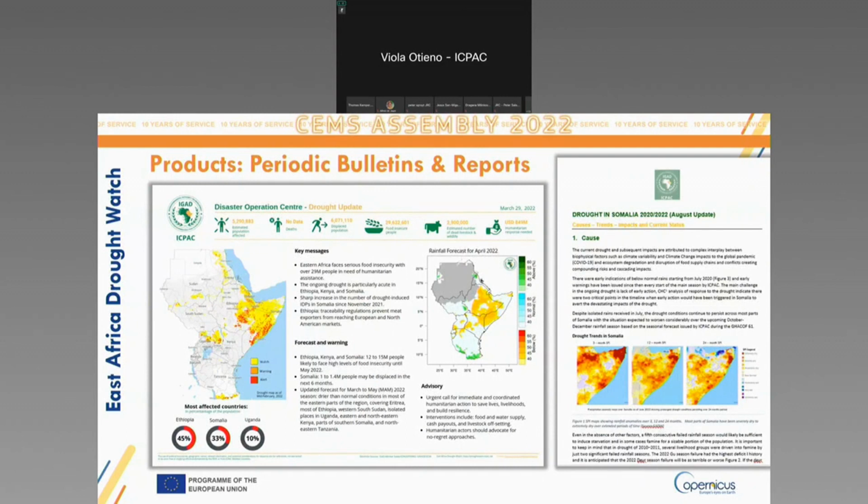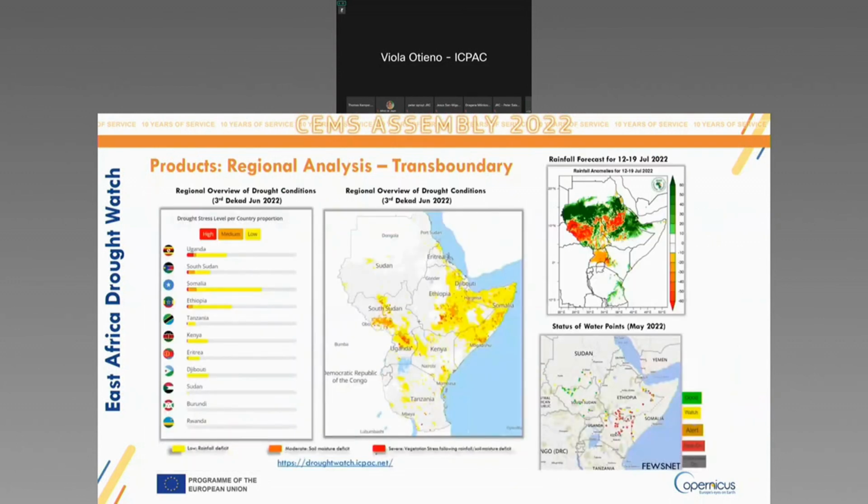So you have the drought conditions. We also provide information on the forecast, and then we also try to give some key messages and forecast and advisory as well. We also do national level analysis. So we've done quite a couple for Somalia because Somalia is of great interest to both the regional institutions and international institutions as well. And this is also made available to our users and partners as well.